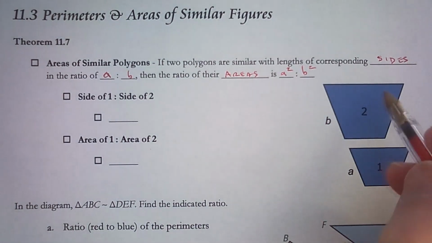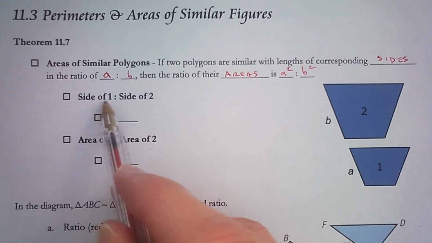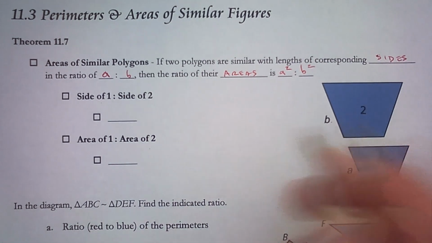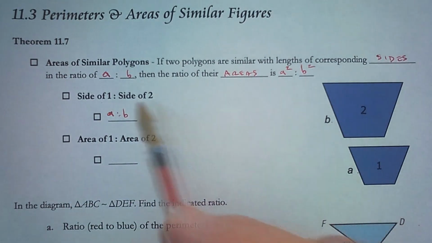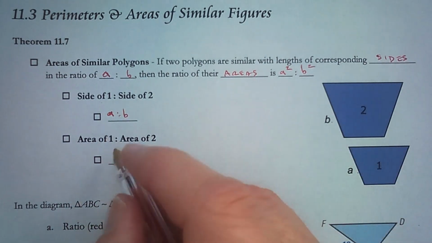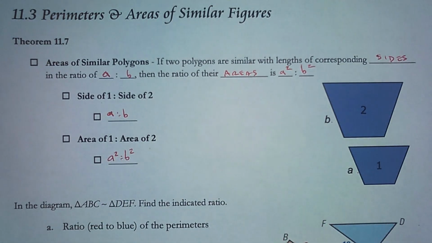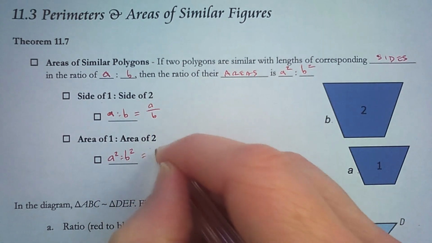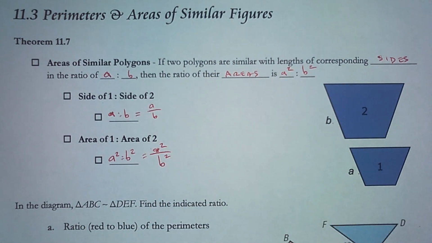So here we have two similar polygons, and I could write a ratio of their sides, a side of polygon 1 to a side of polygon 2, as A to B. And if the ratio of their sides is A to B, then the ratio of their areas is A squared to B squared. These can also be written as fractions, A over B, and A squared over B squared.